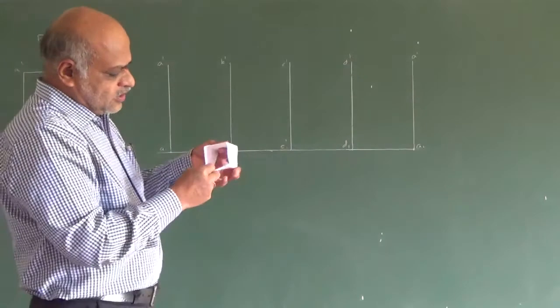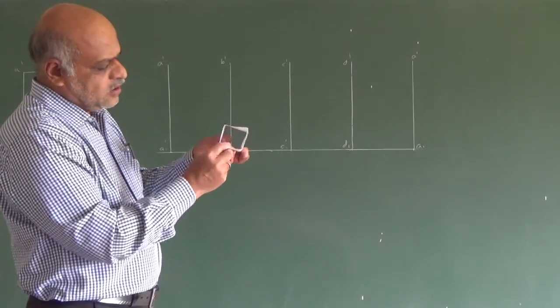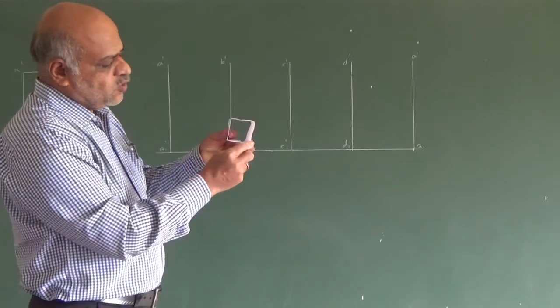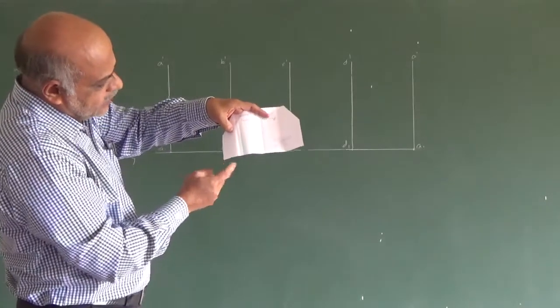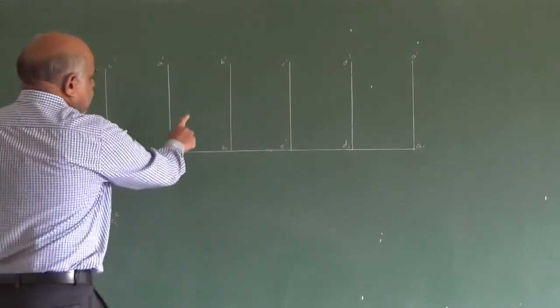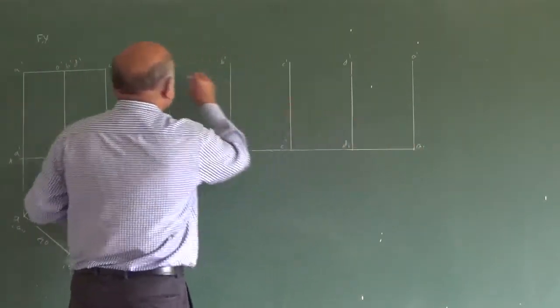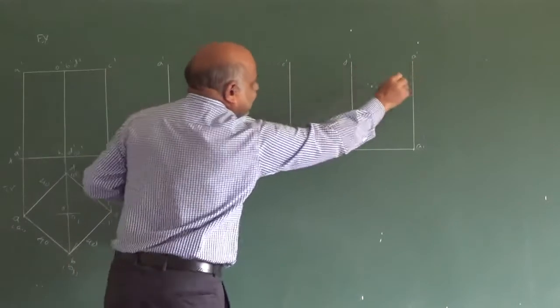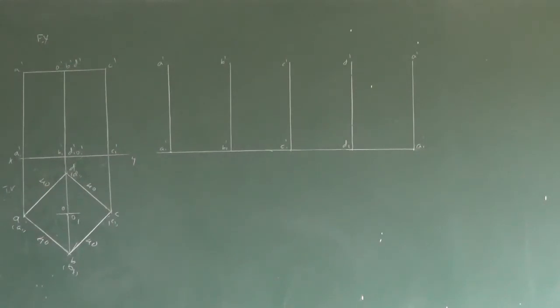Once again, we will go back to this. This is the A point, B point, C point, D point. A to B, B to C, C to D, D to A. When you make it open, this is A, B, C, D, and once again A. 1, 2, 3, 4 parts. This is A1, B1, C1, D1, and once again A1. This is how the development is going to look.